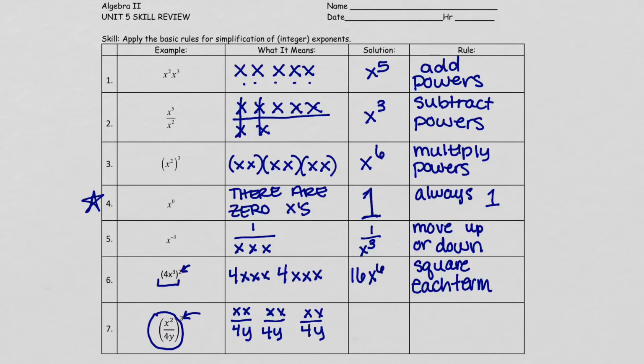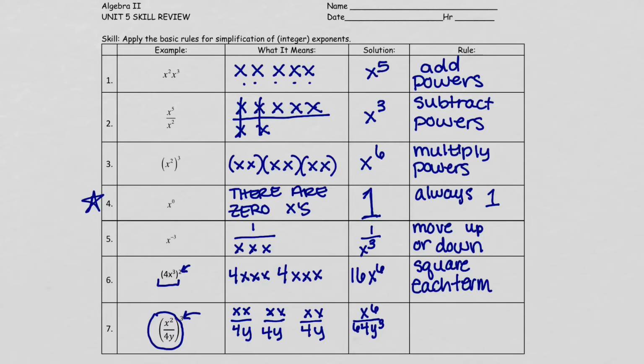All right, so now across the top, I know I've got 1, 2, 3, 4, 5, 6 x's. And on my bottom, I've got 4 times 4 is 16, and 16 times 4 is 64. And then y times y times y, I have 3 copies of that y.